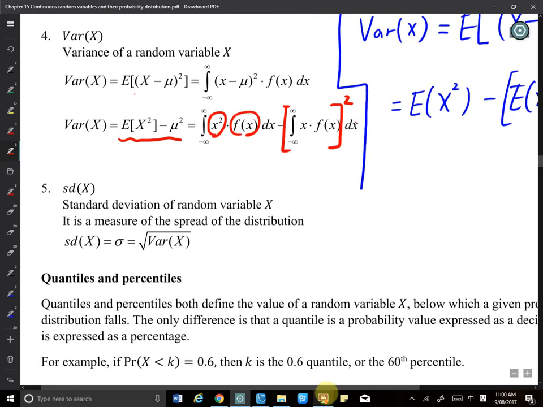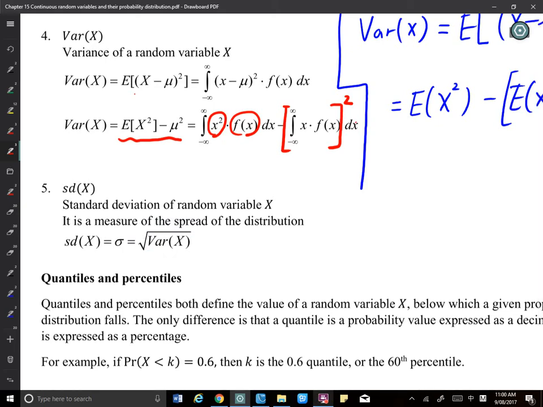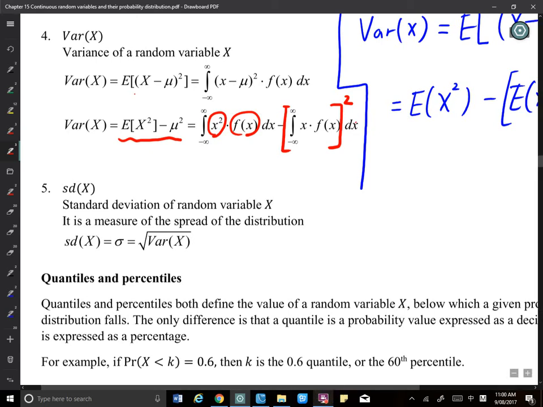And what's standard deviation? Standard deviation is just the square root of variance. That never changes. It doesn't matter what kind of random variable, that is always true. Variance is always the square of the standard deviation.